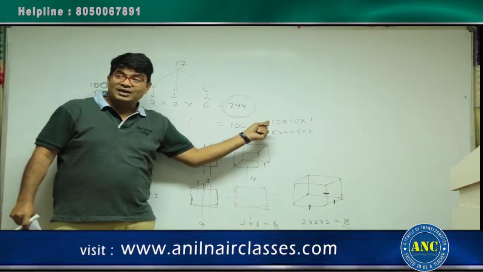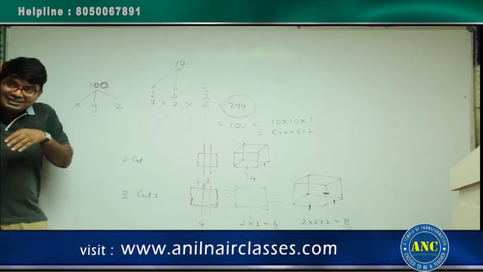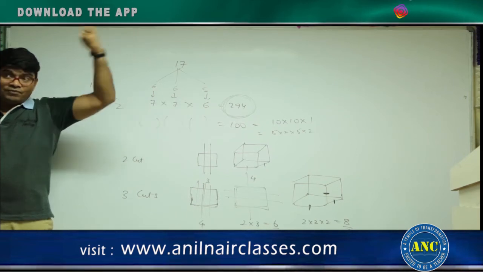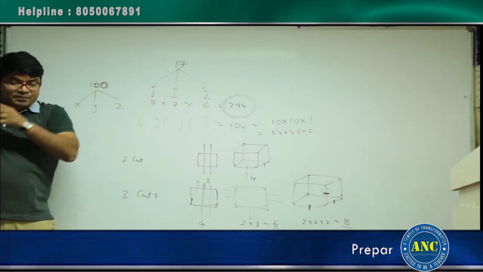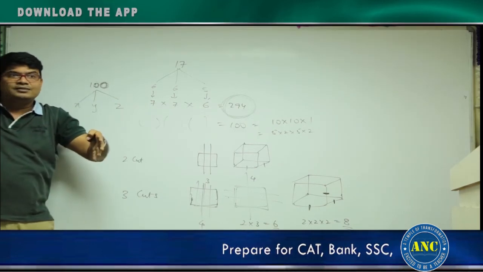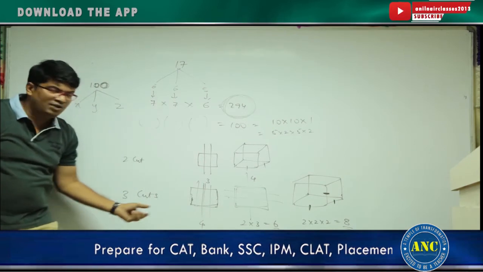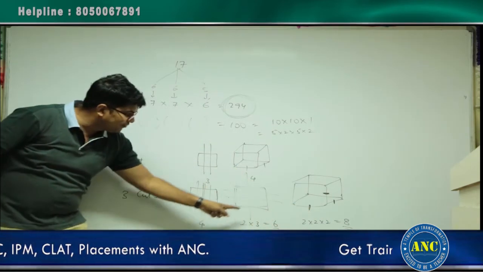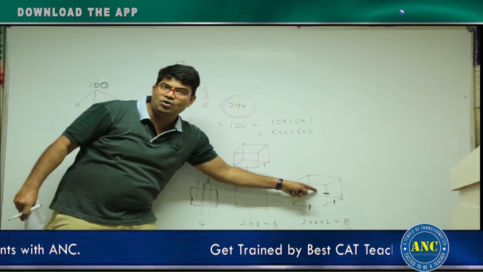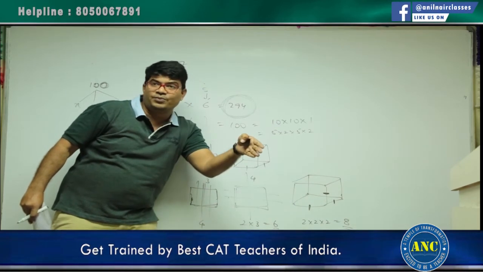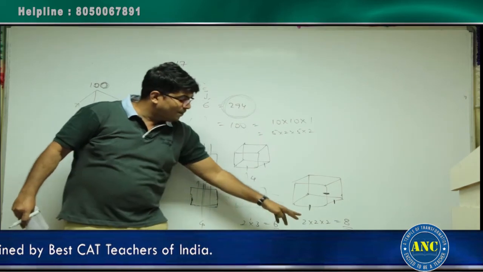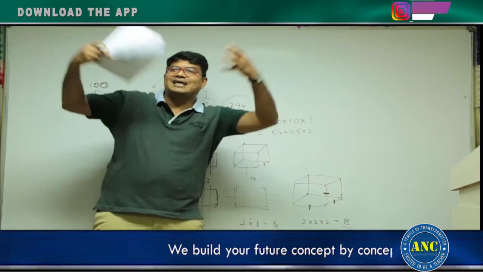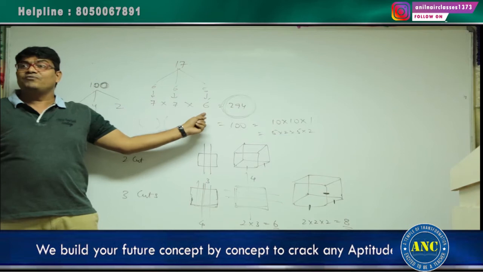For the cuts to be minimum, with the minimum cuts, if you want more pieces, that means your cuts should be equally distributed. That's what we learned, right? With 3 cuts, if you want the maximum number of pieces, your 3 cuts should be equally distributed. That's the reason you cut 1 here, 1 here, 1 there. If your cuts are equally distributed, your multiplication should also be equally distributed. 2 into 2 into 2 will give you the maximum. Similarly, here 7 into 7 into 6 would give you the maximum.